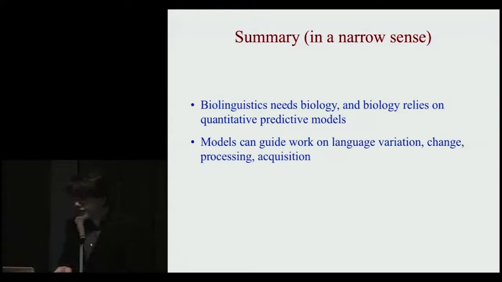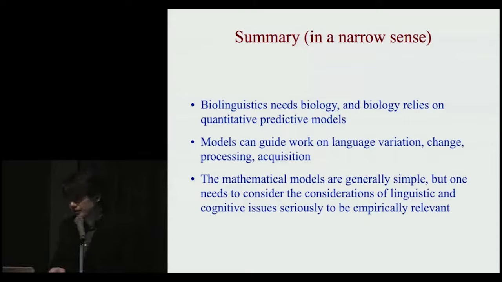And models, of course, can guide work on language variation, change, processing, acquisition, and so on, and can sharpen our work. And the models here are actually simple. Everything I've shown today is really high school algebra stuff. And even the more advanced topics here were developed by biologists by the 1960s. So there's no new math to do. But it's crucial that we take the linguistic factors into account: how language is processed, how language is learned, how language is structured. Because otherwise, the models would be toys, and they won't have any empirical content.